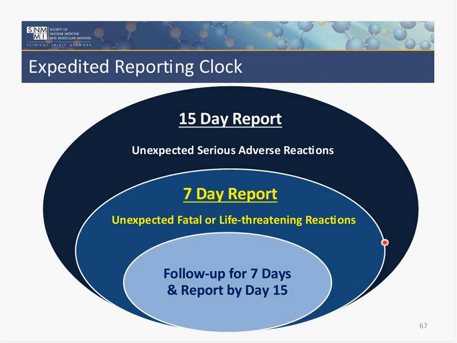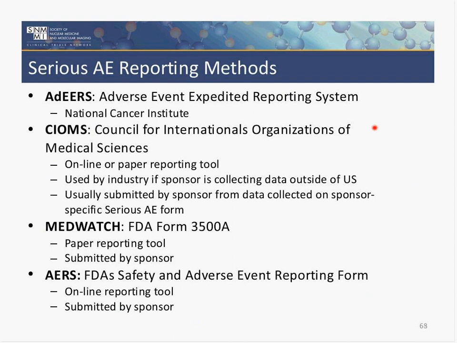Here is a graphic that describes what happens. You've got a 15-day reporting period for unexpected adverse reactions, that is, related to the drug, serious, and unexpected. If the event is fatal or life-threatening, you will have 7 days to report. Then you will follow up within 7 days with the patient and report back by day 15.